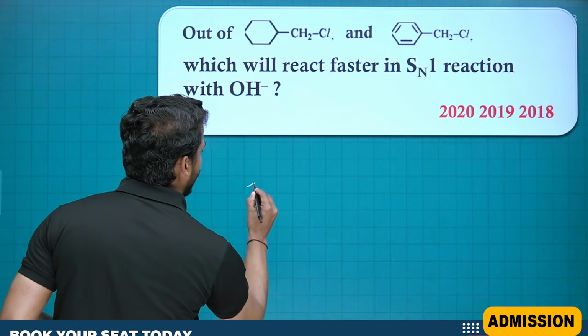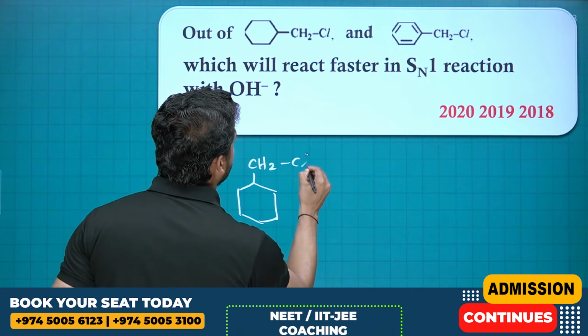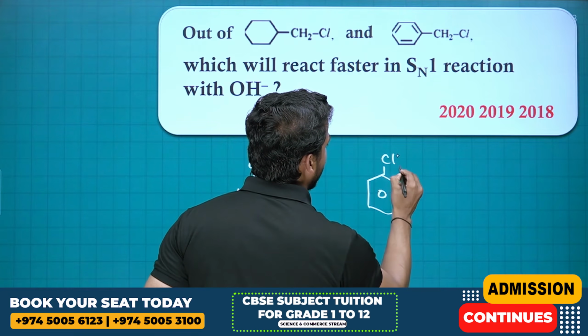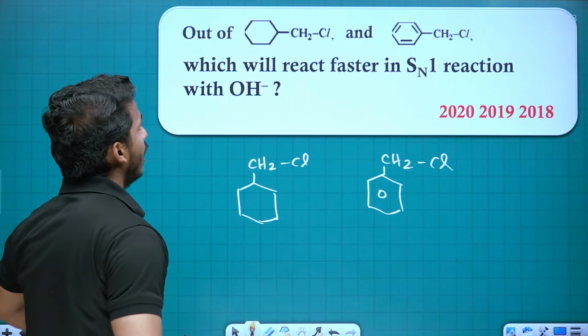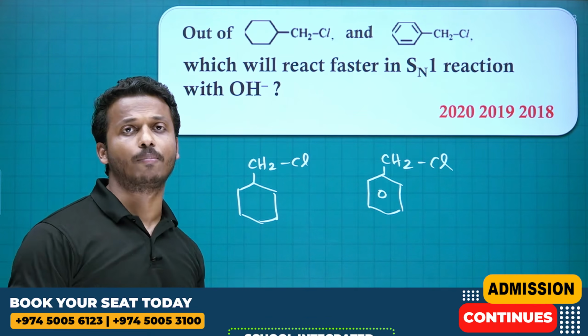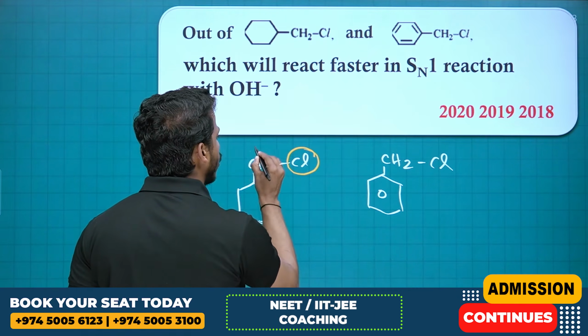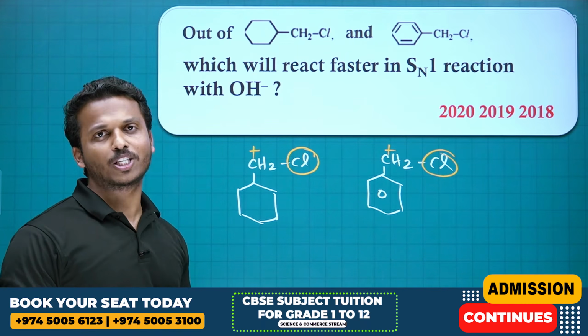Out of these two compounds, let me take the compound once again. Cyclohexyl CH2Cl and benzyl chloride. Two compounds are given here. Question: which will react fastest by the SN1 mechanism? What is the first step in the SN1 mechanism? The halogen leaves and we get a carbocation, right? You check which carbocation is more stable.